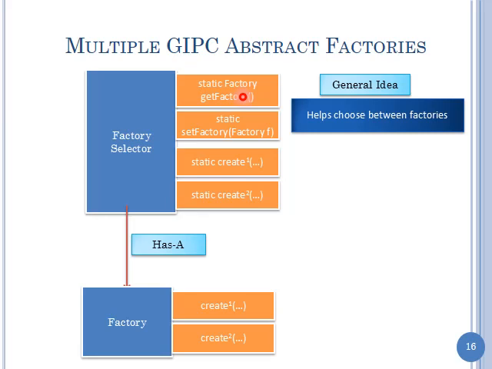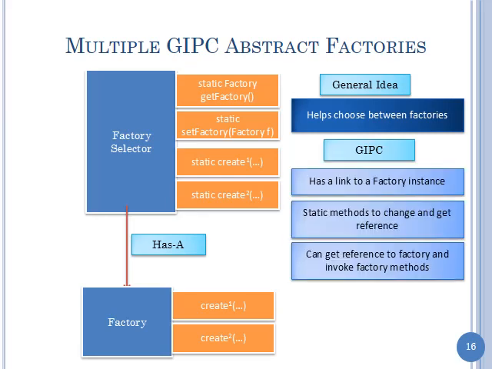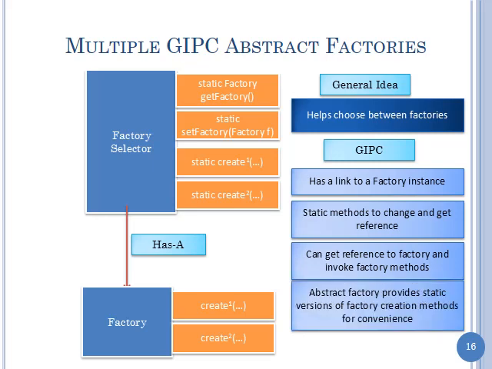Okay. So the factory selector has a reference to a factory. It doesn't create objects, but has a reference. So it has static methods to change and get the reference to the factory, and can get the reference to the factory and invoke the factory method. So that's the create method. So the abstract factory provides static versions of factory creation methods for convenience. Okay. Any questions before I leave this?